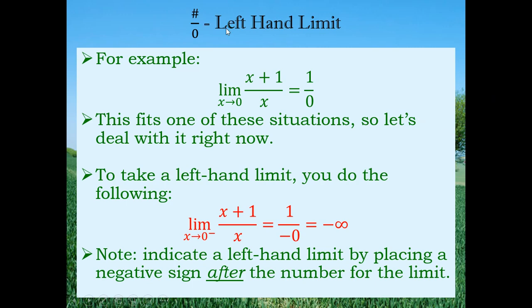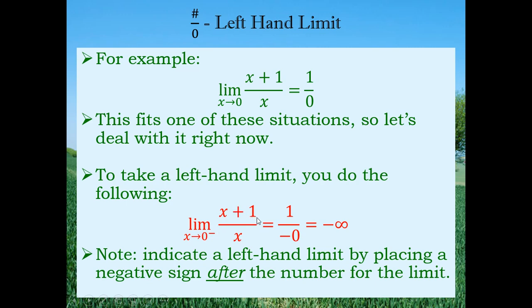So a left-hand limit. For example, if I have the limit as x approaches 0 of x plus 1 over x, well, if I plug in 0 for x, it's 1 over 0. So this is one of the situations that we have now. To take a left-hand limit, you do the following. Limit as x approaches 0 from the left-hand side. That's why it's got the negative there.